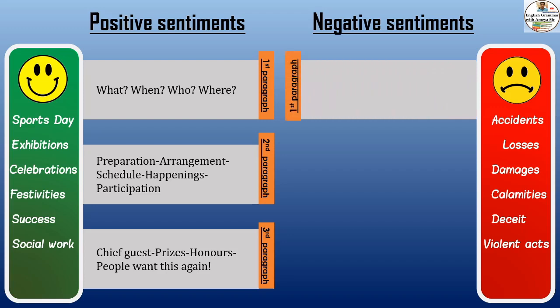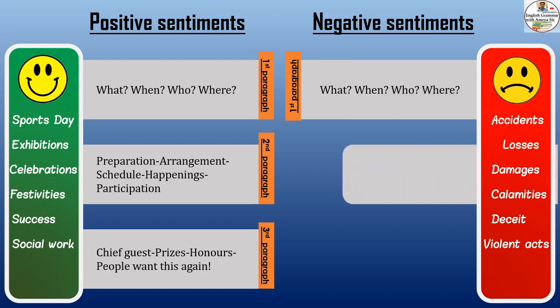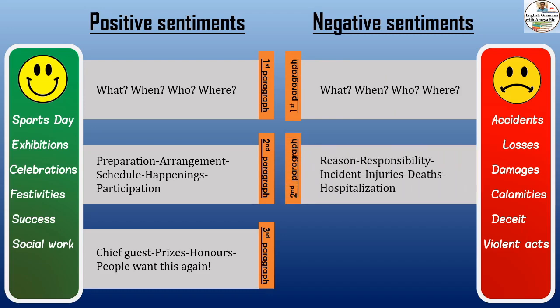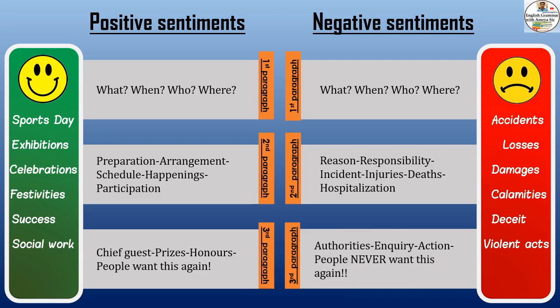In contrast to this, the first paragraph for the negative sentiments will remain the same, answering the questions what, when, who, where. However, the second paragraph will include reason for what happened, who was responsible for it, the incident, injuries and deaths, casualty reports, hospitalization, etc. While the climax will be authorities giving a visit, maybe a minister visit, what is the inquiry, what action is being taken, and the promise by the authorities to the general public that such a thing will never happen again.